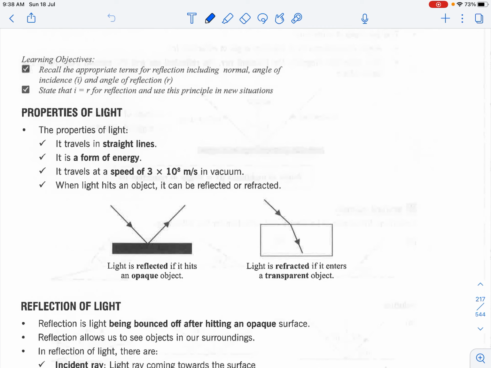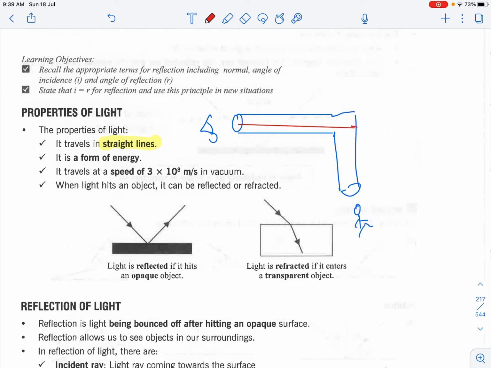Light is a form of energy, in that it cannot be created or destroyed, and it tends to travel in a straight line. So what this means is that, let's say you have a pipe, and it's bent. Your eyes are here, and this is a particular object. Because the light will always travel in a straight line, you will not be able to see the object. The reason being is that the light is not able to bend.